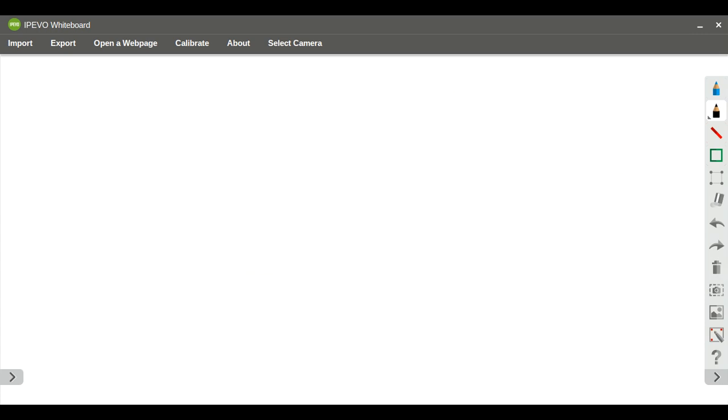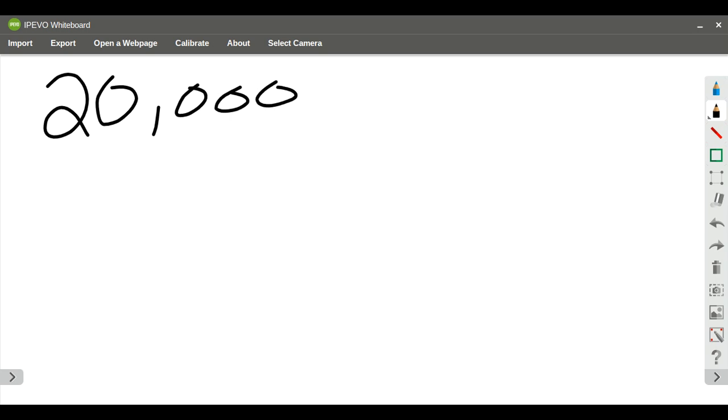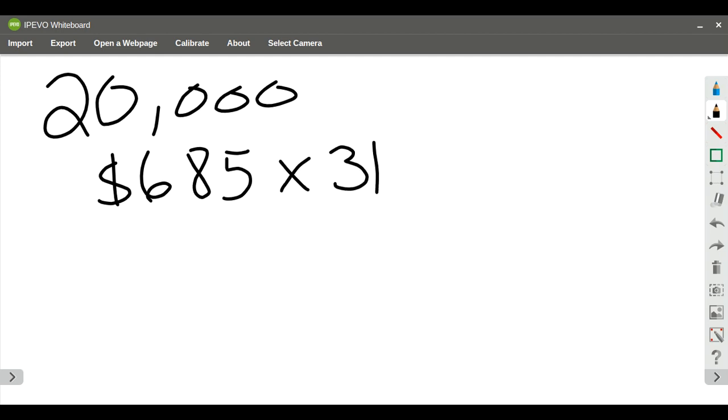It says a different store needs to make at least $20,000 in March, where they average $685 a day. And the month of March is 31 days. Okay, so James used rounding estimation. He said 685 is almost 700, and 31 is going to round to 30.